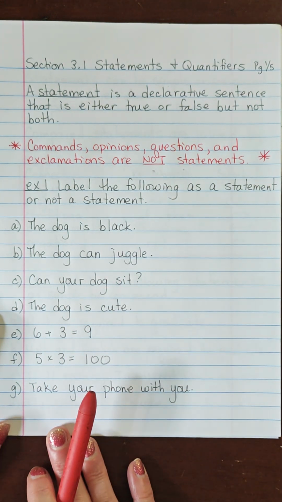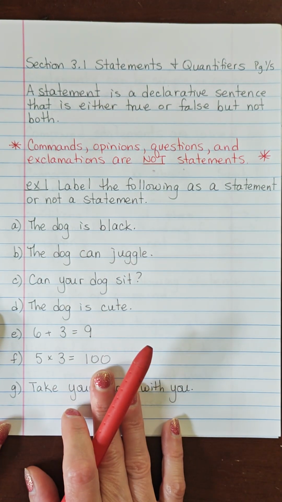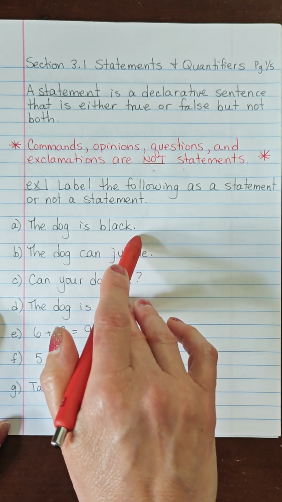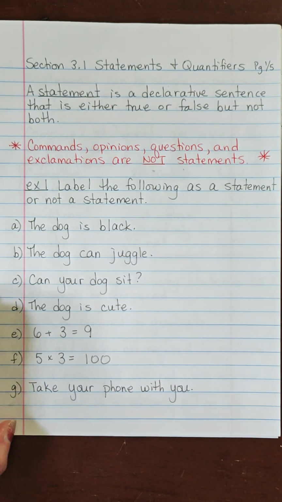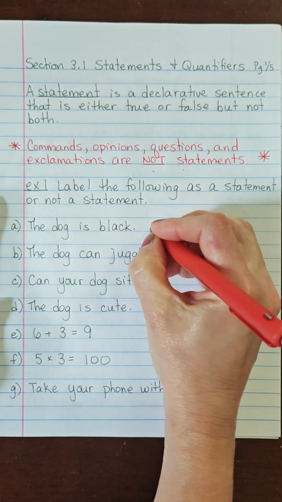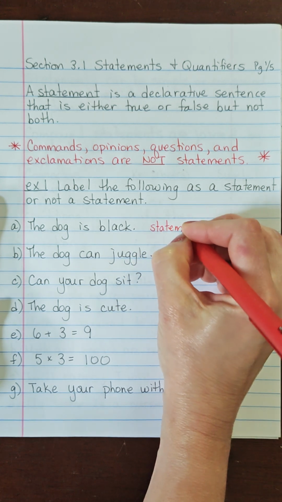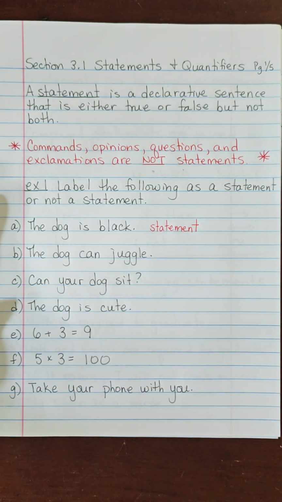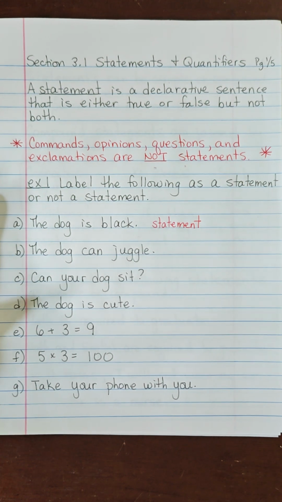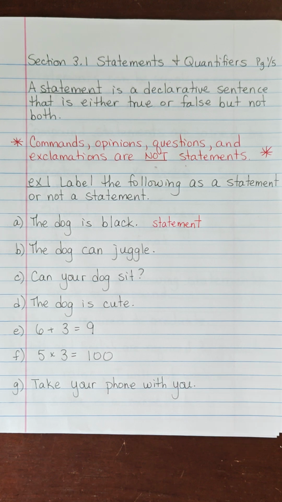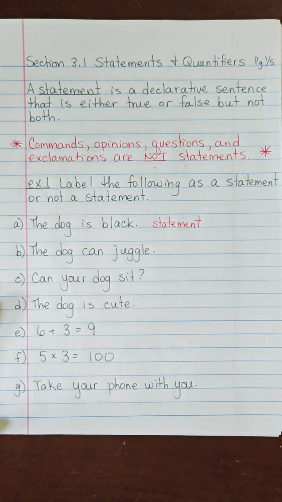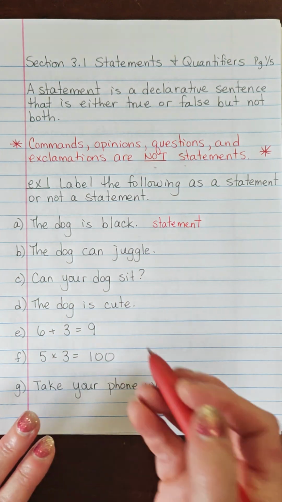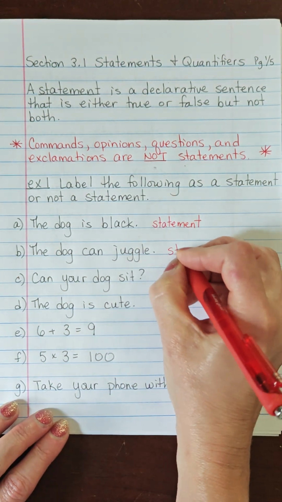The dog is black. All right, it's a declarative sentence, and it's either true or false, right? It's not a command, it's not an opinion, it's not a question, it's not an exclamation. So this is considered a statement. The dog can juggle. Now you might say, well, that's false, so it's not a statement. Well, no, it's still considered a statement because a statement can be true or false. So even though, I don't know, maybe you do have a dog that can juggle, but even if it's false, it's still considered a statement.